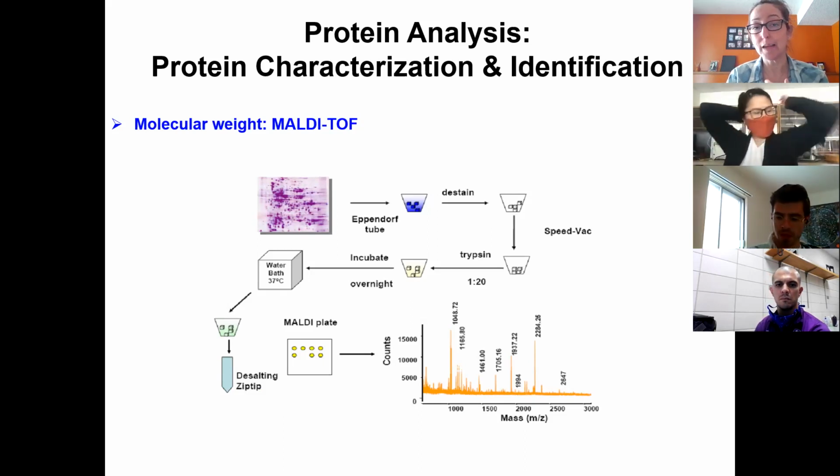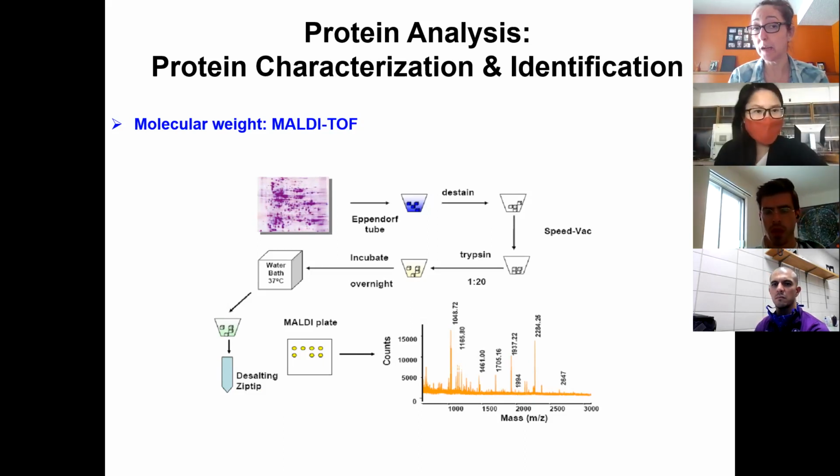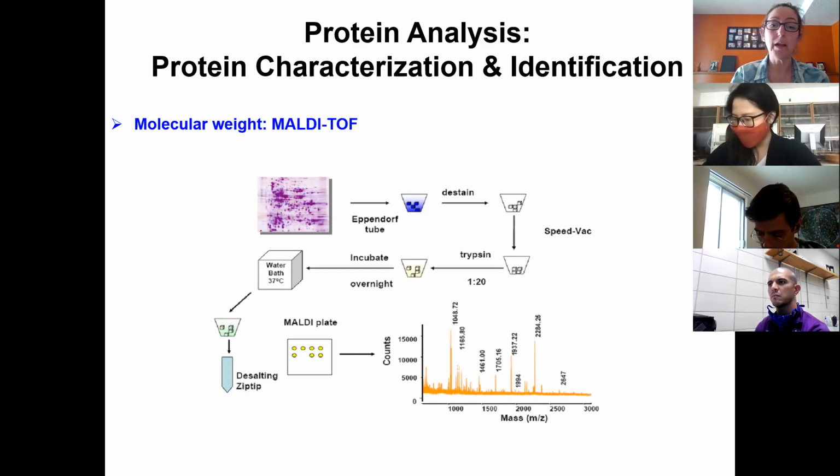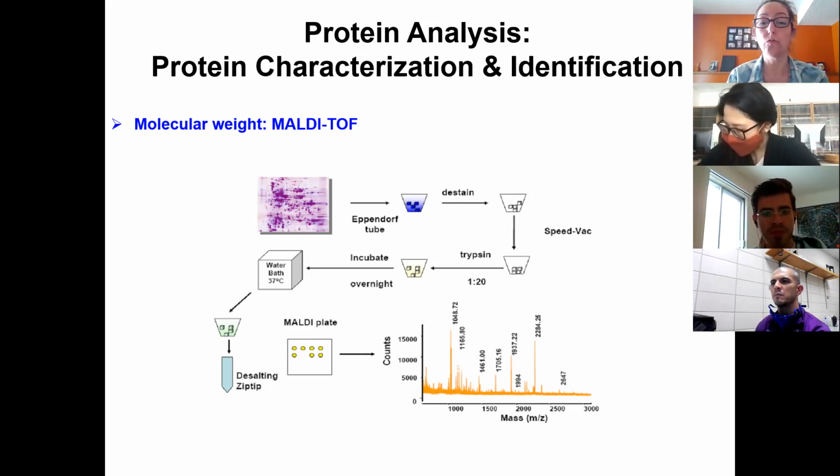So what precedes the analysis is a trypsin hydrolysis, so that you can break the protein into peptides, and then you potentially have better chances of ionization, flight and detection. And then you can piece together the information that you get from the peptides to determine the original identity of the protein.